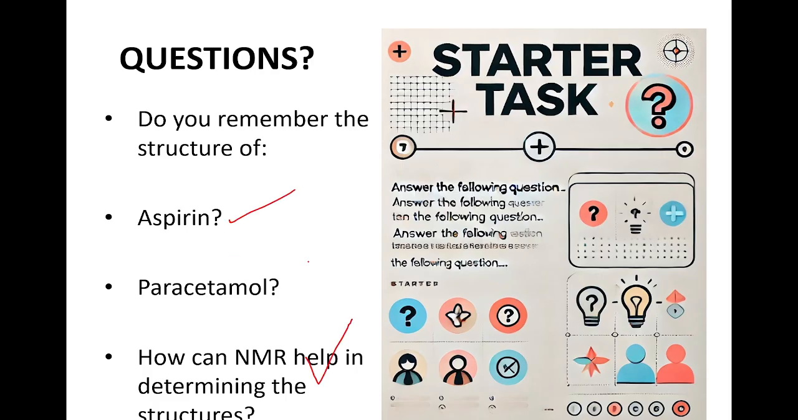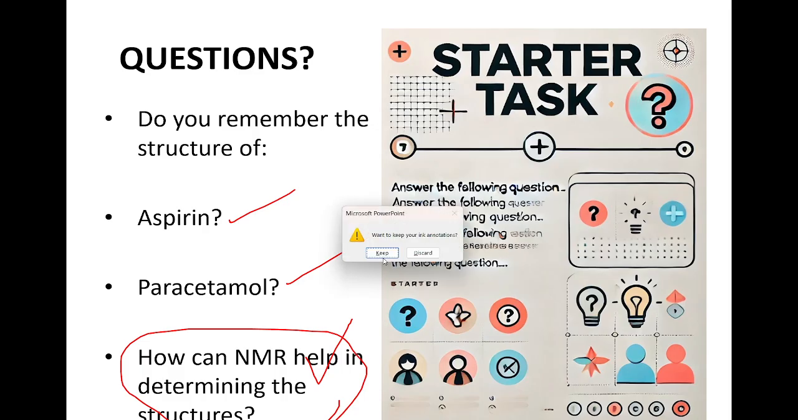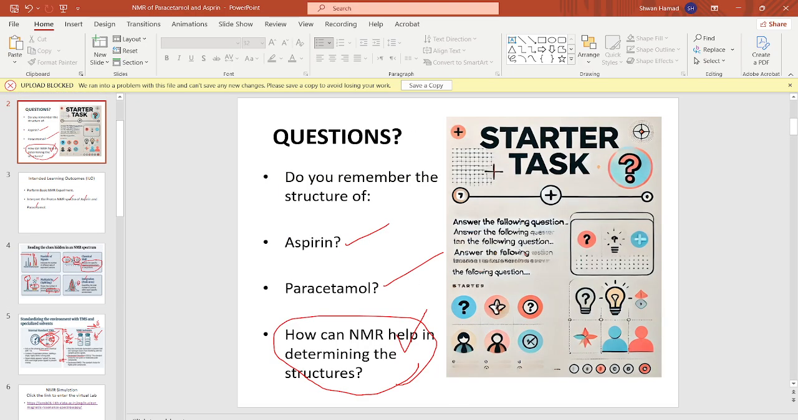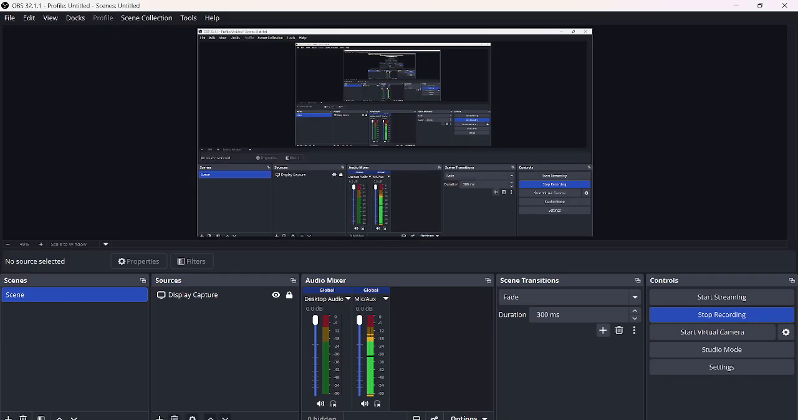Now you know the structure of aspirin, you know the structure of paracetamol. We've seen these structures so many times, and now you can answer this question as well. Yes, NMR can help us determine the structure by this and this and that. Okay, so we're going to leave this here, and that's the end of it.